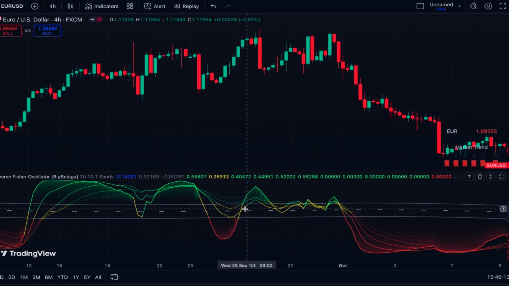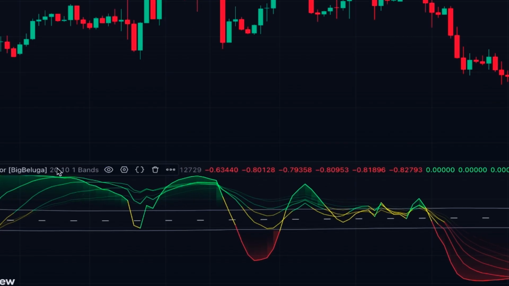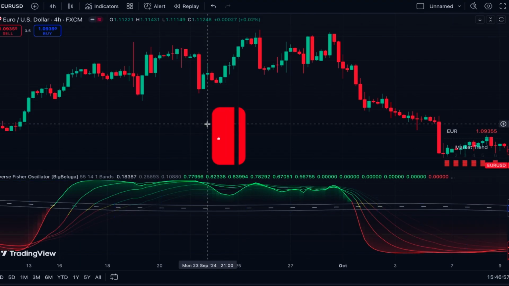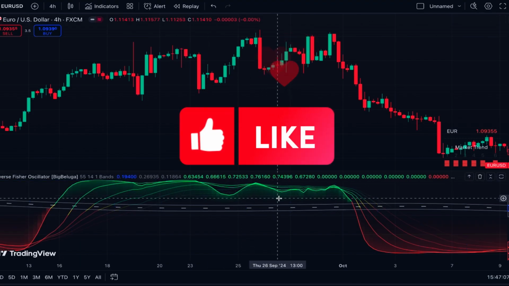Before I explain the components of this indicator, here I go to the settings of the indicator and I change the default settings so it will become smoother and with less number of false signals. Here for the length we set it at 55, and here for the smooth we set it at 14. Alright, now the indicator performs more accurately. Let's see what we have in this indicator.